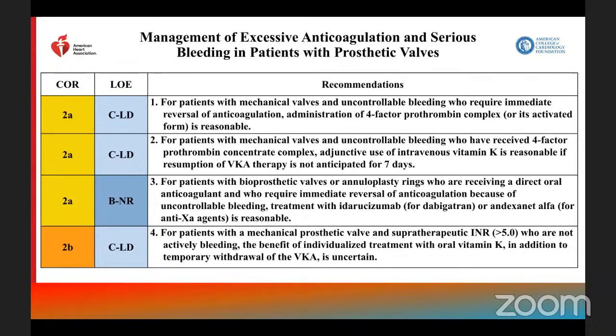For patients with mechanical prosthetic valves and supratherapeutic INR more than 5 who are actively bleeding, the benefit of individualized treatment with oral vitamin K in addition to temporary withdrawal of vitamin K antagonists is uncertain, class 2B.